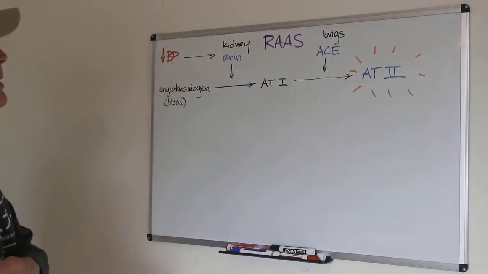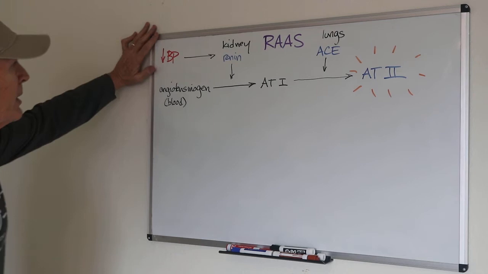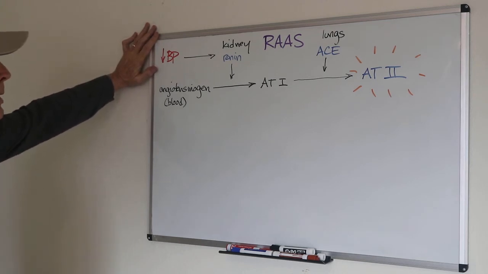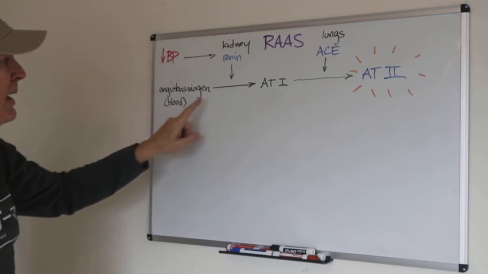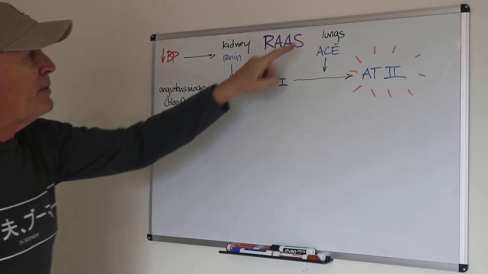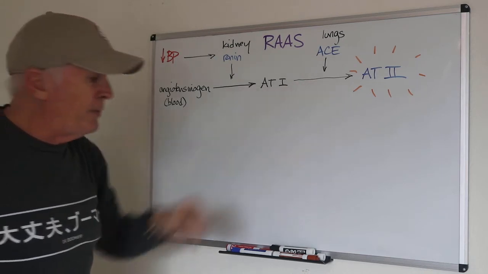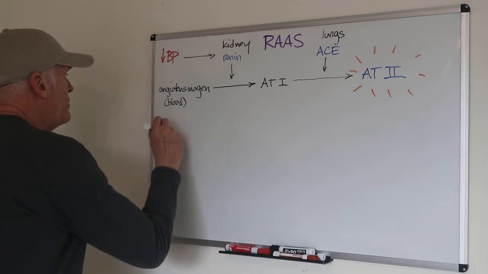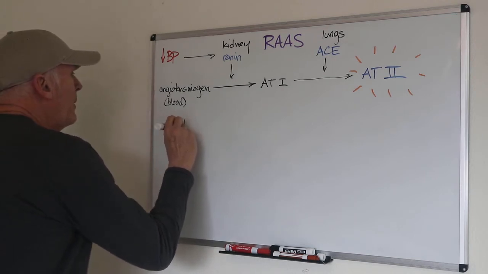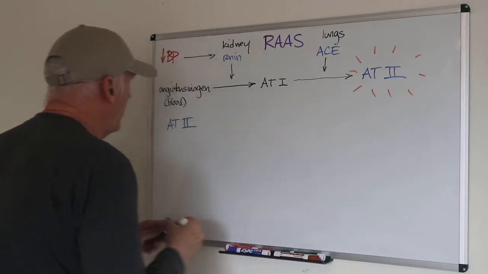So again, just take a look at the start here, the renin-angiotensin aldosterone system. This is all triggered by a drop in blood pressure. Detected by the kidney, it releases renin, which turns angiotensinogen into AT1. As it passes through the lungs, ACE converts AT1 into AT2. Let's look now at what AT2 can do. Angiotensin 2 does a lot of things inside of your body. Let's start taking a look.